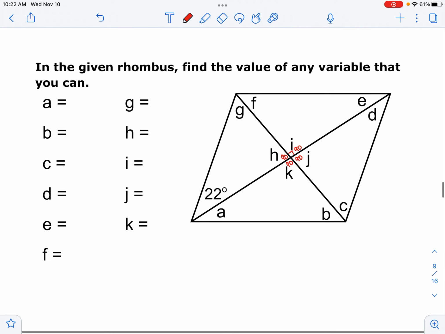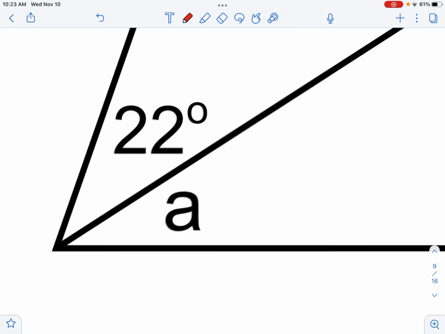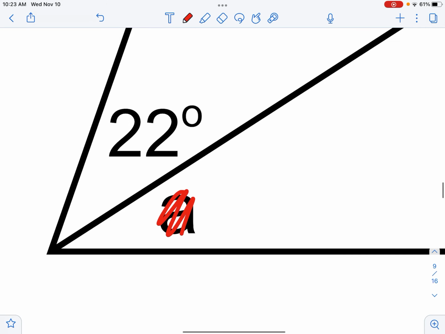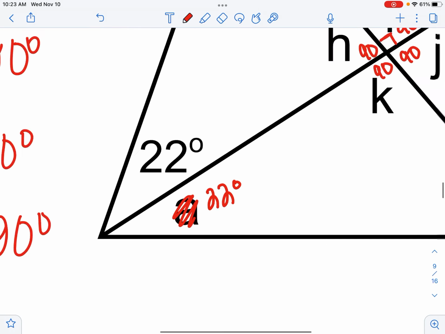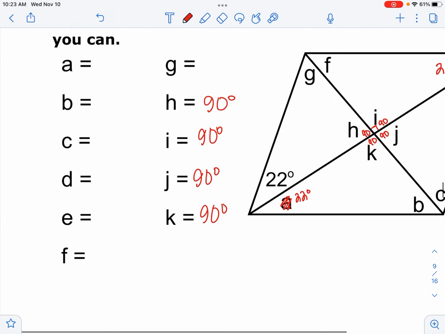I just knocked out 4 of my angles, H, I, J, and K: 90 degrees, 90 degrees, 90 degrees, and 90 degrees. I know alternate interior angles are congruent. So if this is 22, this is 22. But then I have to remember this is a rhombus. In a rhombus, I know that the diagonals bisect the angles. So this is also 22. This is also 22. So A and E are 22 degrees.